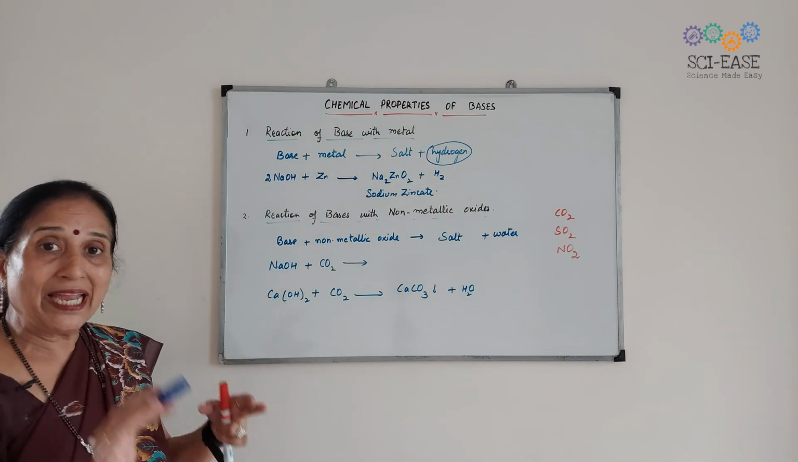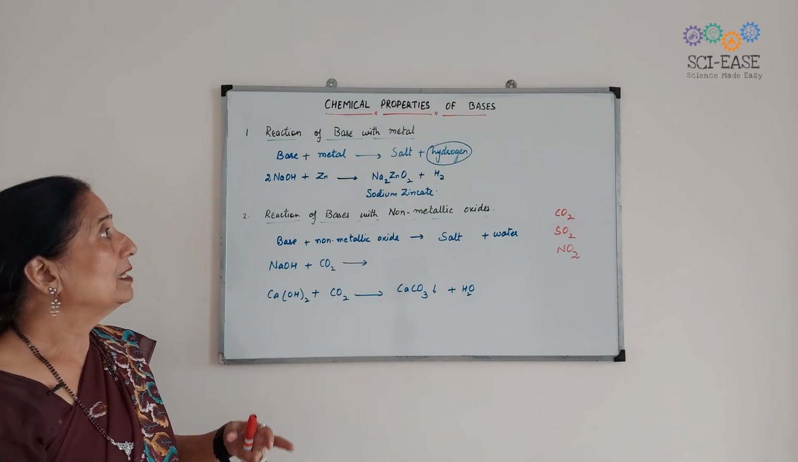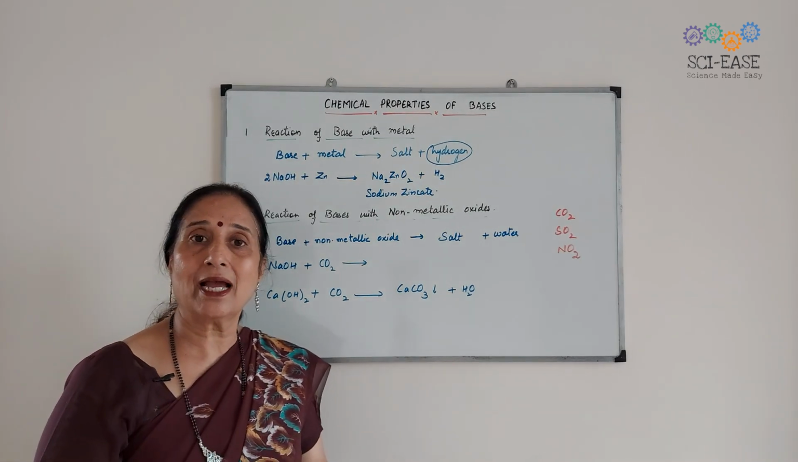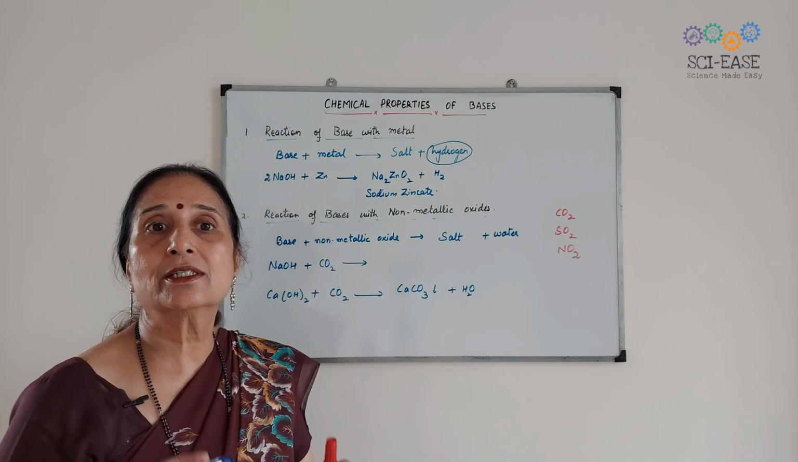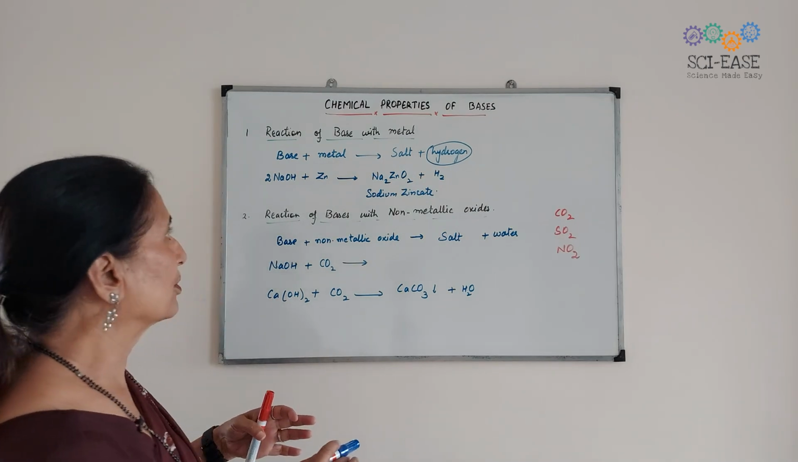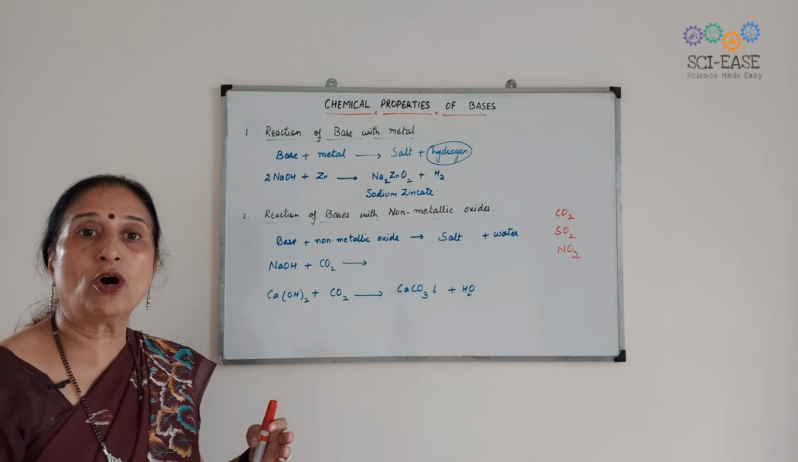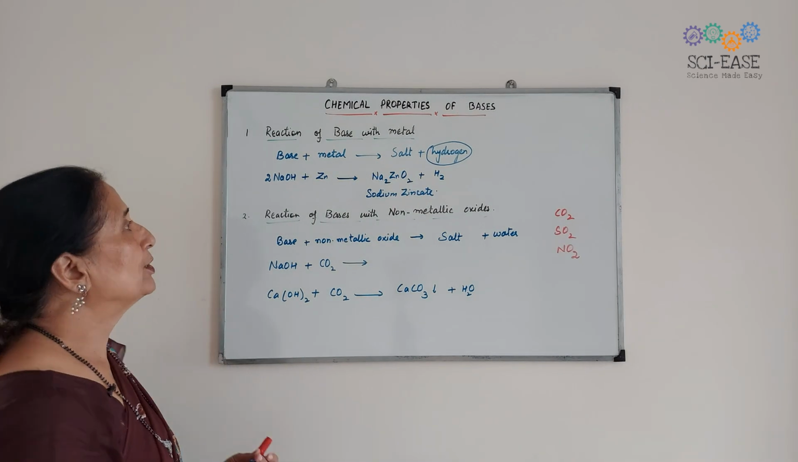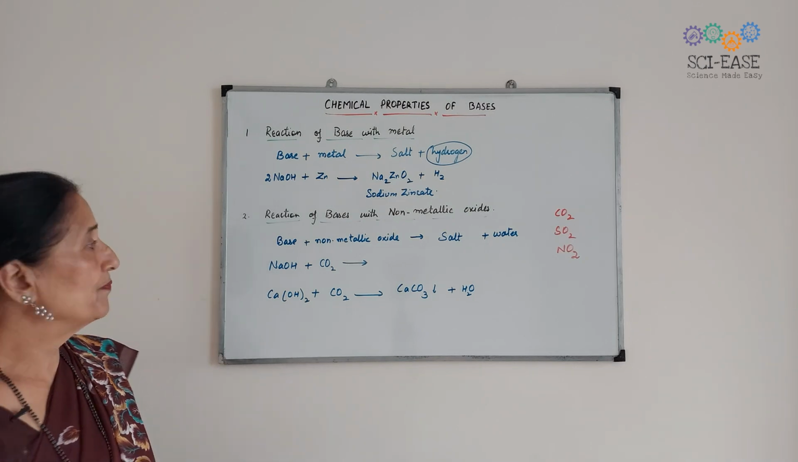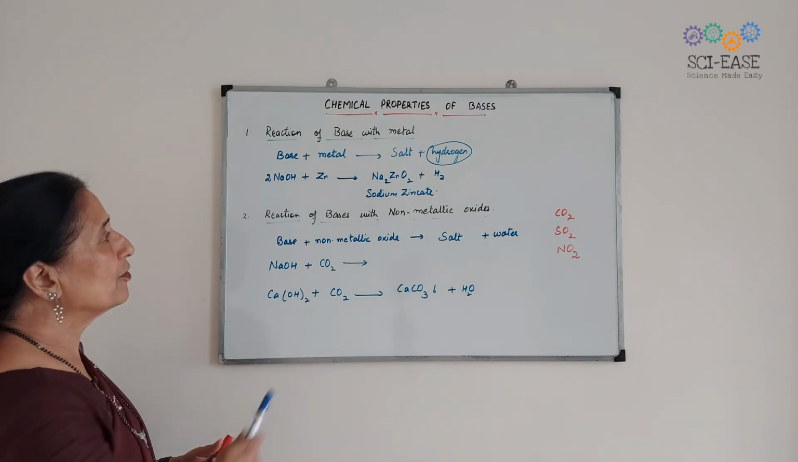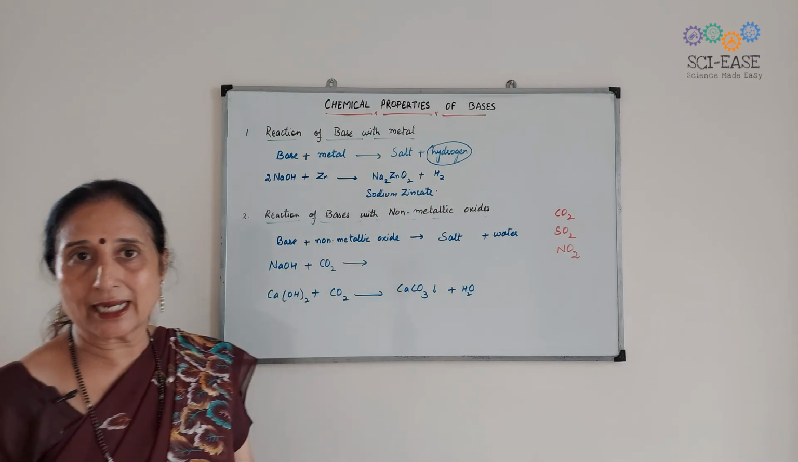So when the base reacts with the metal, this will result in the formation of salt plus hydrogen gas, but here the salt is complex salt. When we take sodium hydroxide, it results in the formation of sodium zincate having formula Na2ZnO2. Now the next chemical properties of bases, reaction of bases with non-metallic oxides.